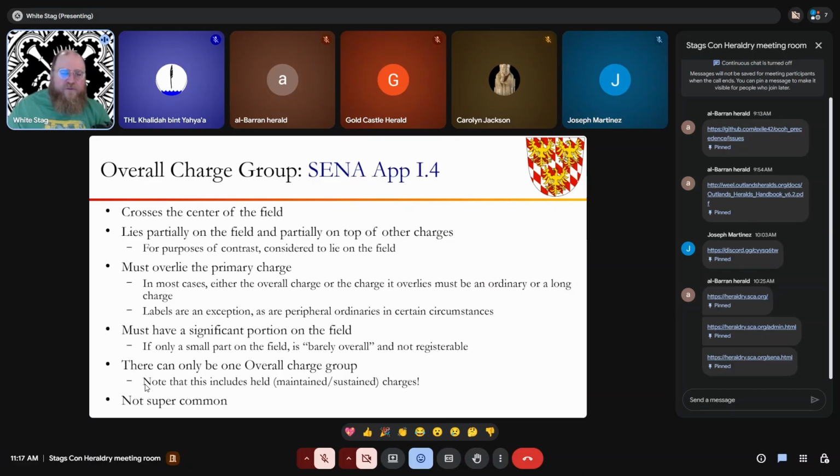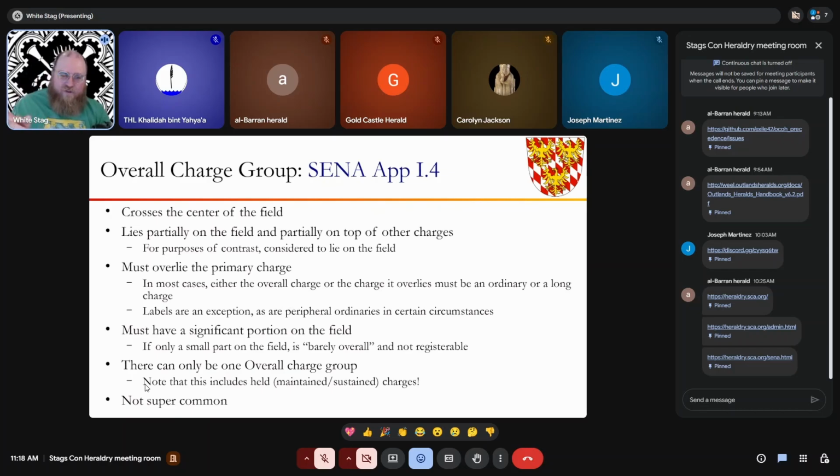So overall charge groups are not super common. These are charges that lie on the field and are considered to lie on the field for purposes of contrast, but they cross the center of the field and lie partially on the field and partially on top of other charges. They must overlie the primary charge, and in almost every case, either the overall charge or the charge it overlies is an ordinary or something long and skinny like a spear.